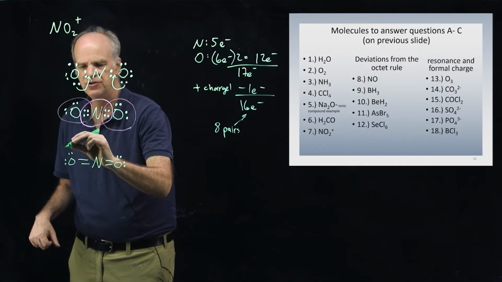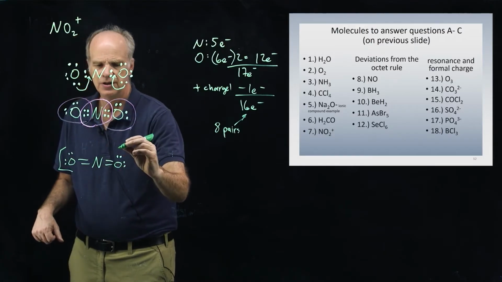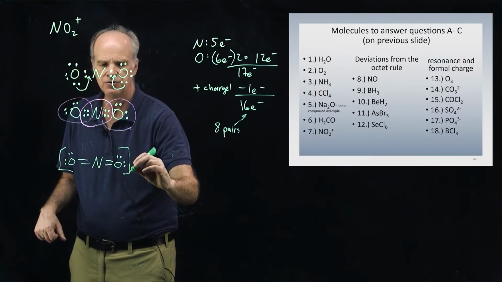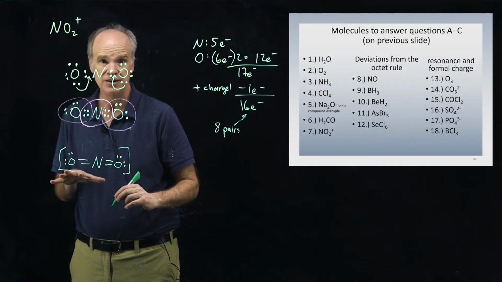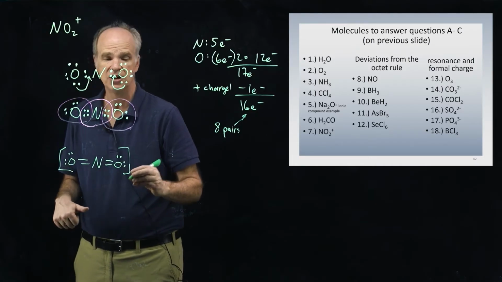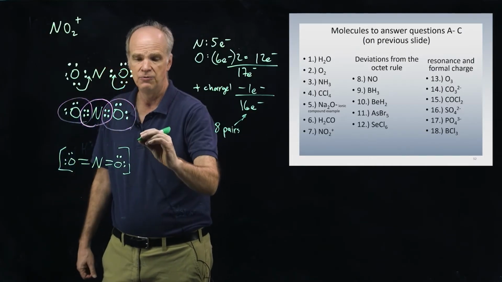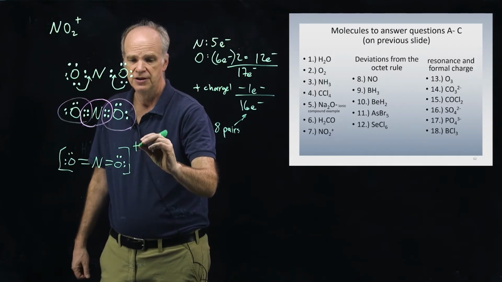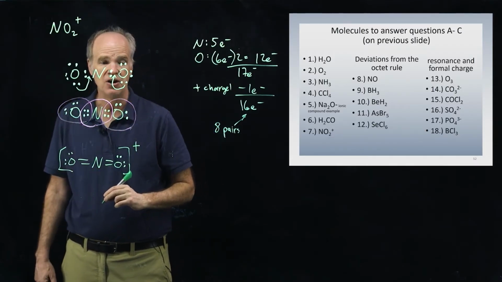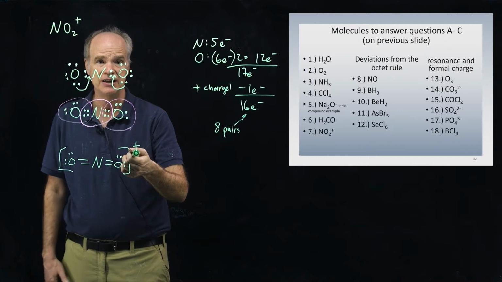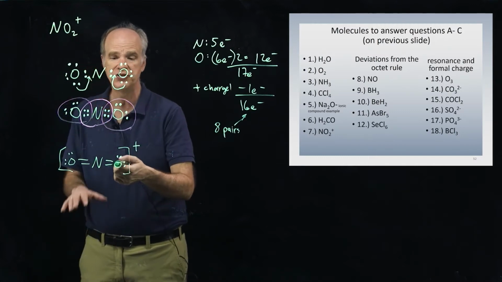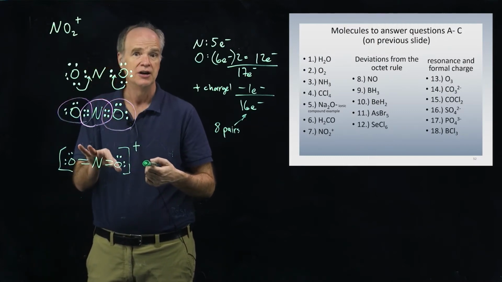And then what you do is you have to indicate in this molecule that it has a positive charge. And so to do that, what we have to do is put brackets around the molecule, and then outside the brackets indicate that it has a positive charge like that. So this is the complete Lewis structure of a cation.